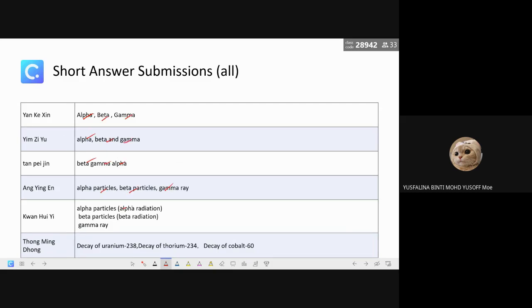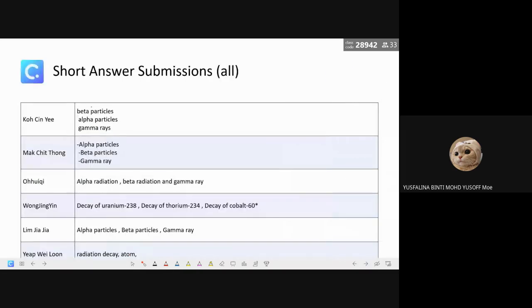Alpha, very good. Okay. The decay of uranium, thorium and cobalt that we produce the radioactive radiation. But this is not the types of radiation being produced. This is actually the radioactive substance. Okay, that decay, then it will produce the radioactive radiation. Okay. Very good.